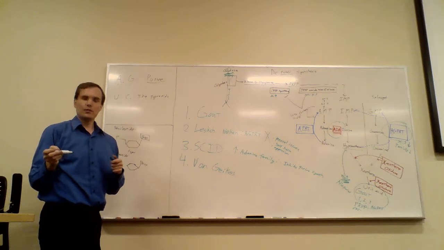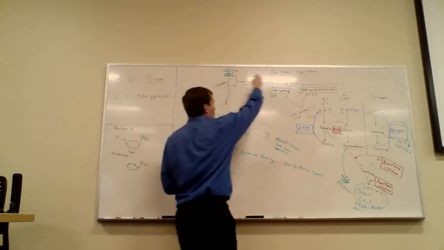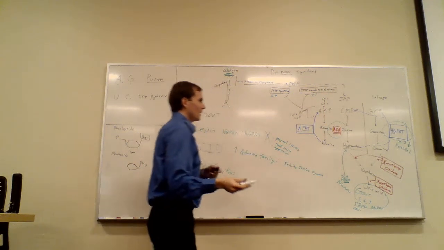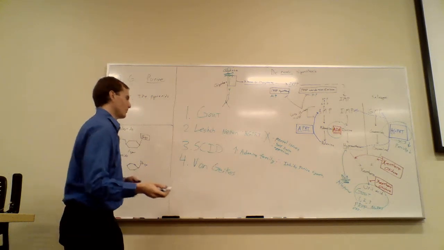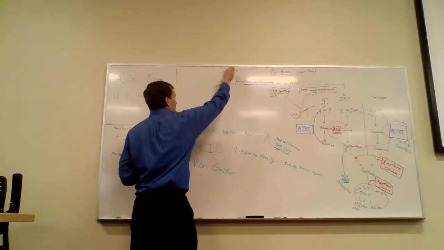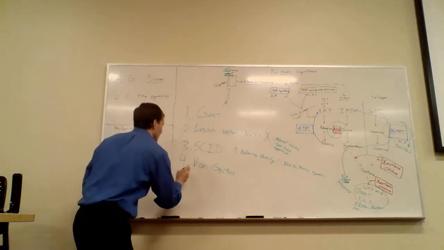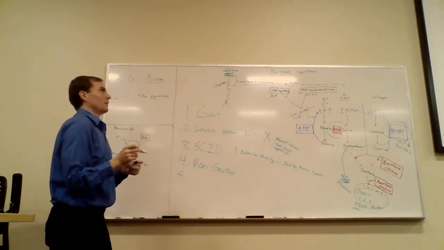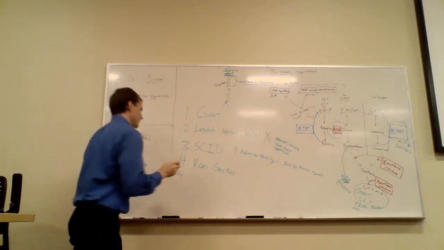Make sense? Okay. And so von Gierke's is you get a whole bunch of this stuff going on, and you end up having excess purines. And that's because this enzyme right here is broken: the phosphatase, glucose 6-phosphatase, I think.